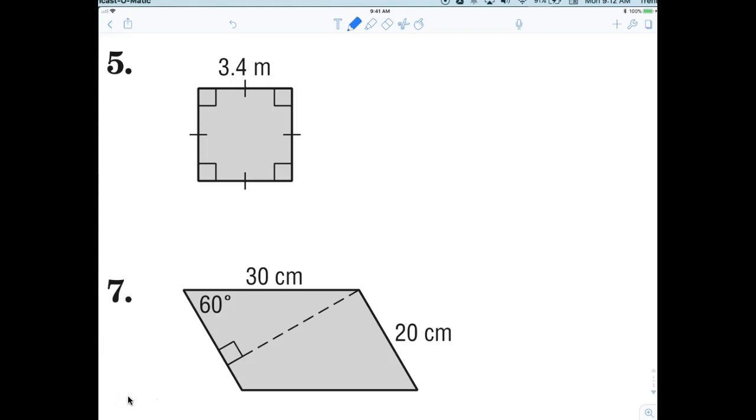It's 3.4 times 3.4. 3.4 times 3.4. What is that? 11.56 meters squared. 11.56 square meters. Any objections?